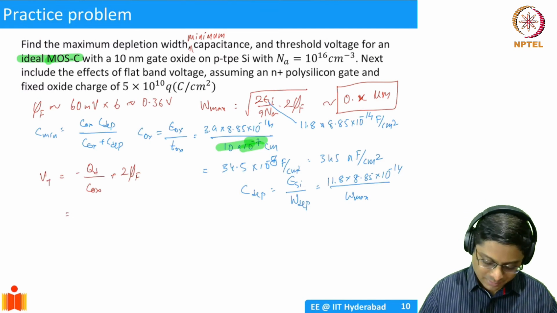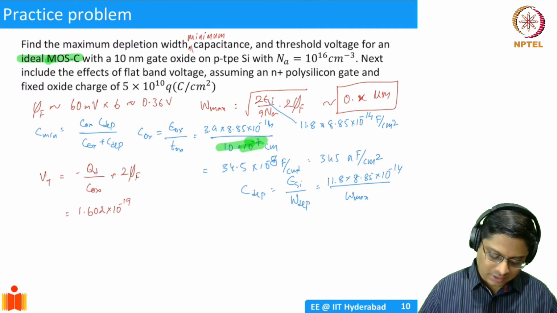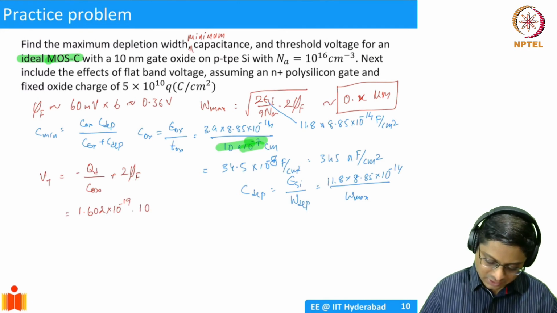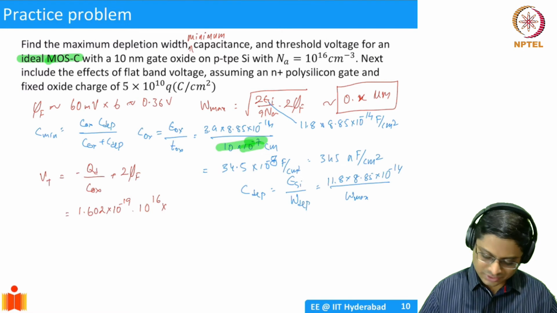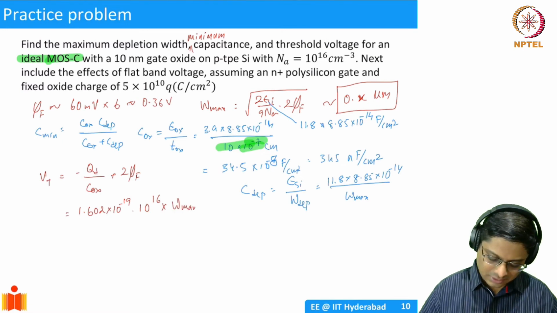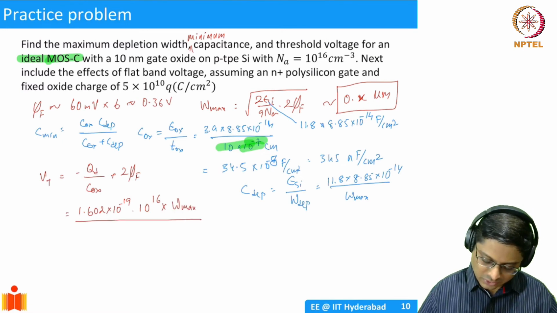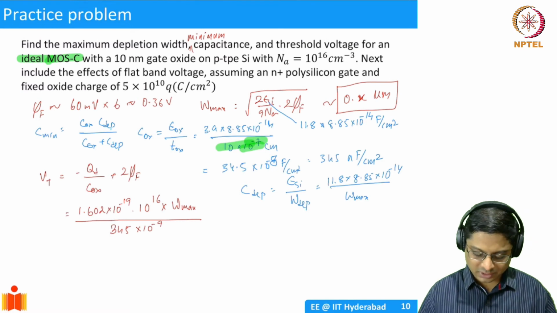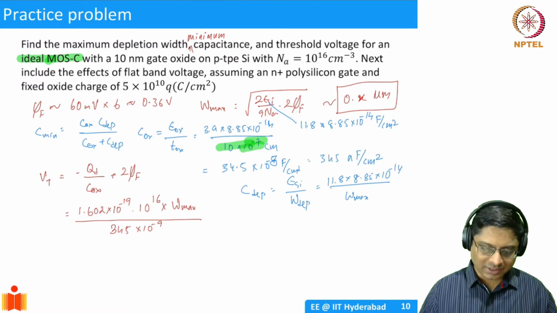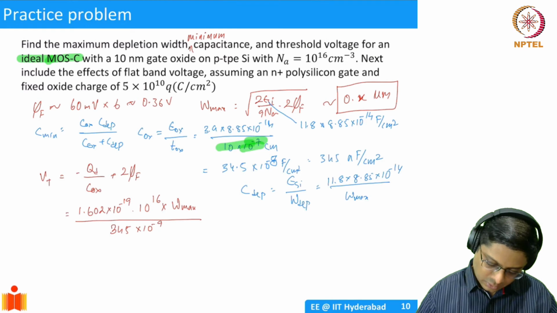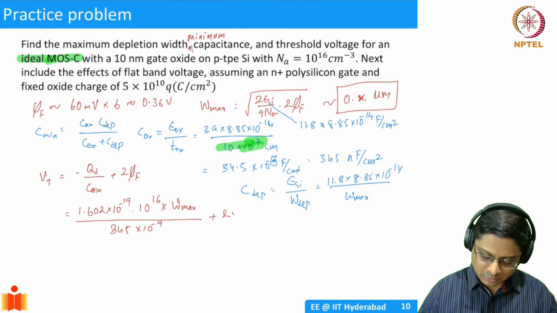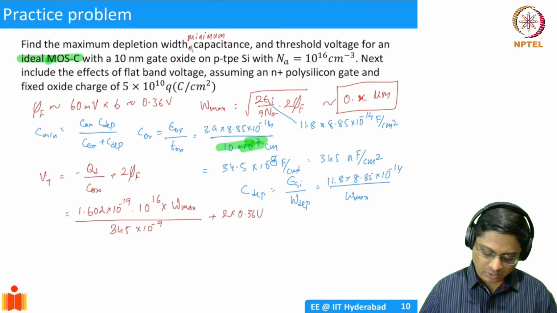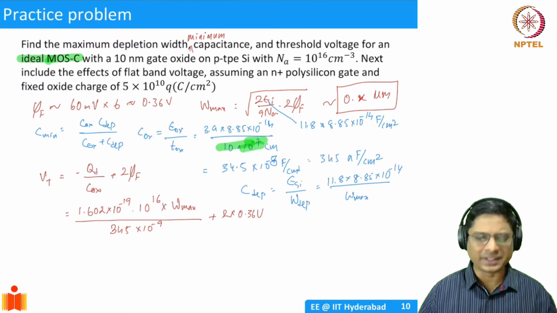Another critical thing, remember, the charge, so you have to put 10 power minus 19 into doping density, which is 10 power 16, into the width, which is W max, divided by Cox, which is 345 nanofarads per centimeter square, so into 10 power minus 9. That is per centimeter square. Okay, so you'll get this part plus 2 phi f, 2 into 0.36 volts. You will calculate it. It will be some number.